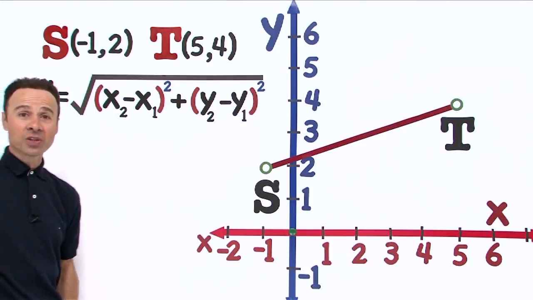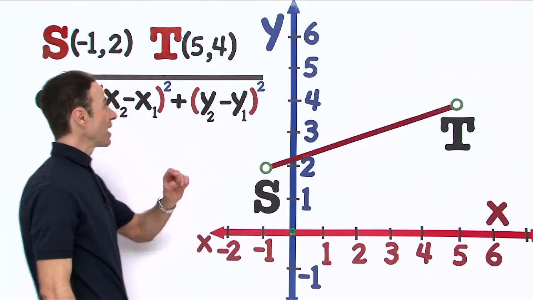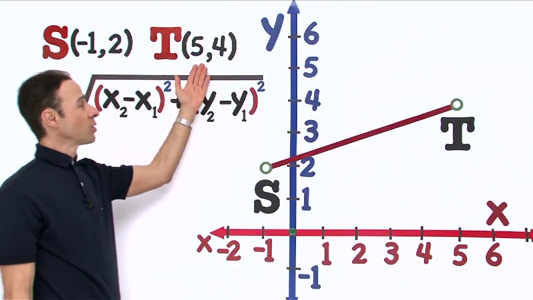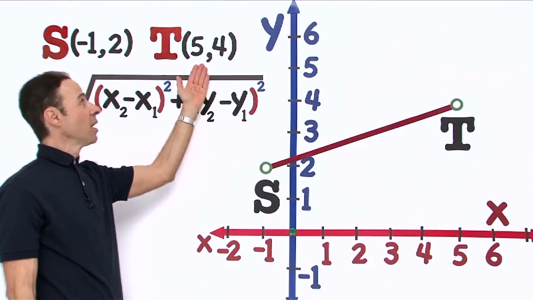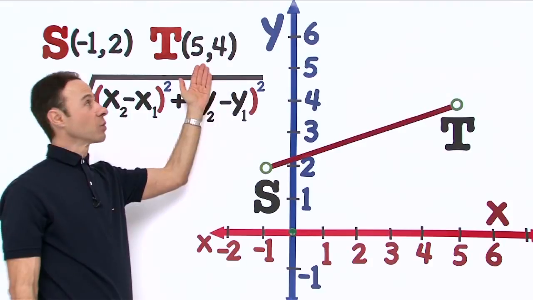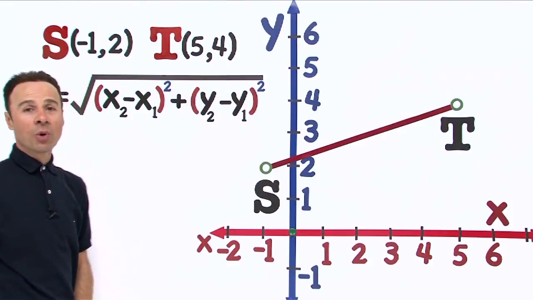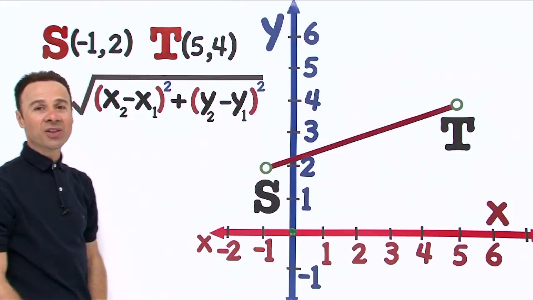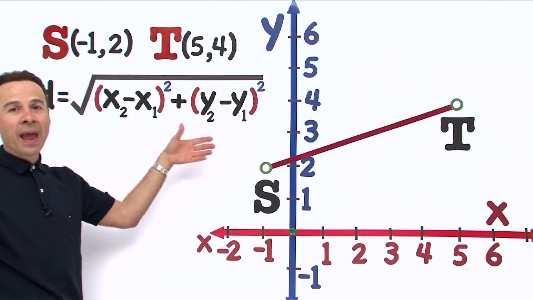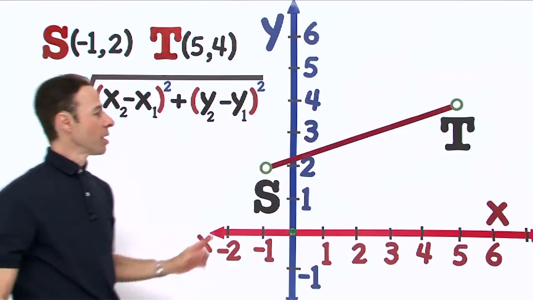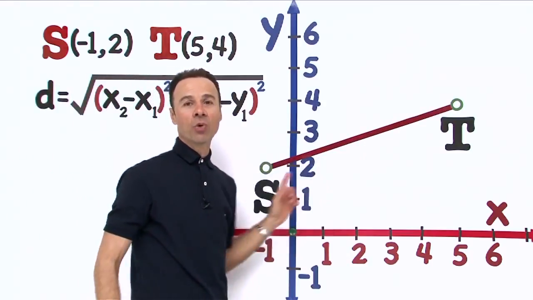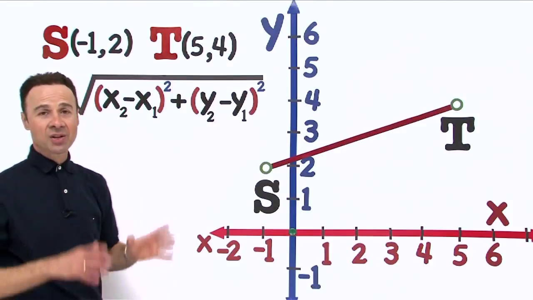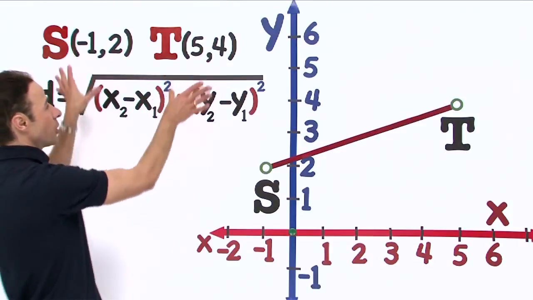Now, we have the coordinates already written up. Coordinates for S are up here, -1 and 2, X and Y. And coordinates for T are right over here, 5 and 4, X equals 5 and Y equals 4. What we're going to do is substitute those points into this long distance formula and calculate the distance between S and T. So we're looking at an approximation of around 6 units. Let's start off by taking these points and putting them in.